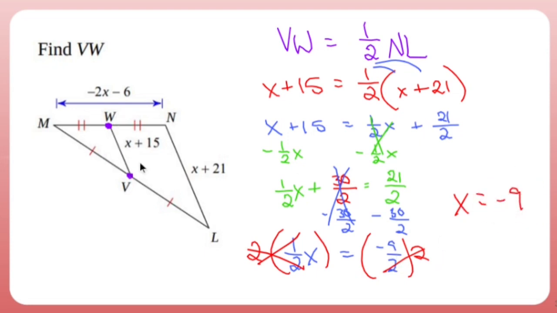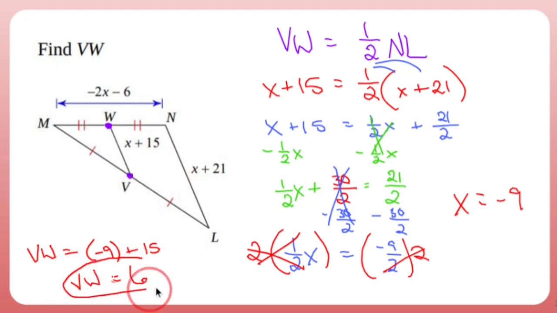Now my job here is to find VW. X is negative 9. Oh, the temptation to circle x is negative 9 is there, but that's not what I'm supposed to do. Now that I know that VW is x plus 15 and x is negative 9, I do negative 9 plus 15, which gives me 6. So VW is 6. And we're done.